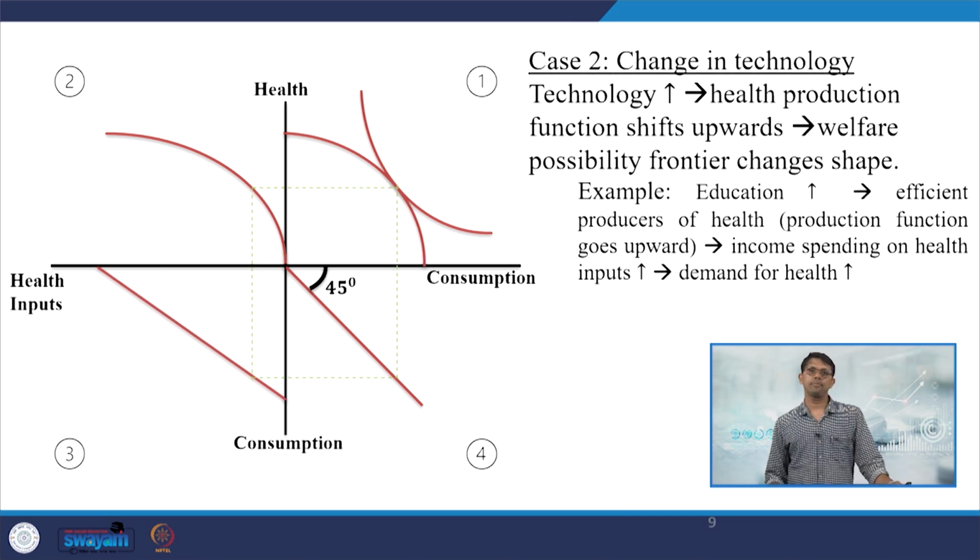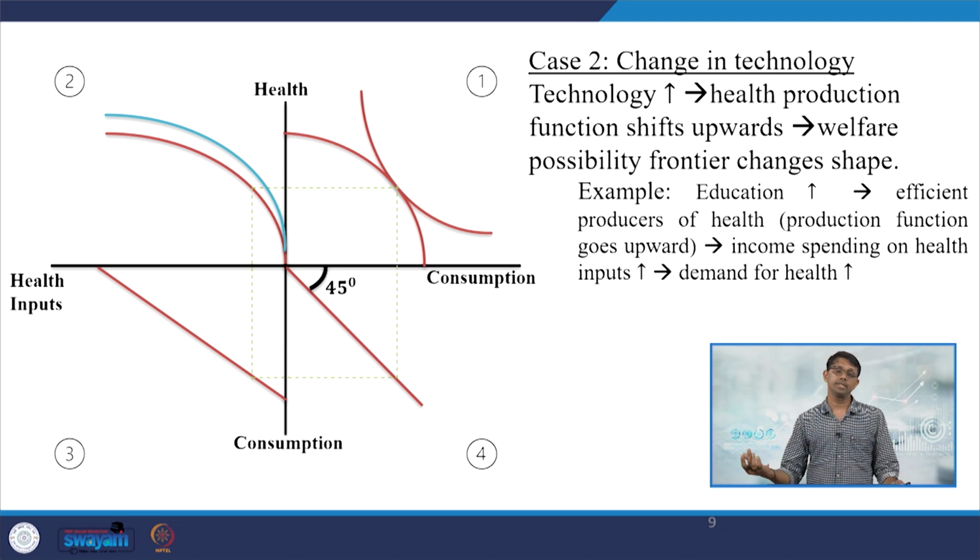Now let us have some understanding of change in technology. If technology increases, what really happens? This is explained over here. Our production function will be shifted rightward. And since it is positively changed, it has implications as well. The health production function shifts upward. This will have a welfare possibility frontier, and hence its shape will also be different, and we have higher possibilities, and our welfare is expected to be higher.